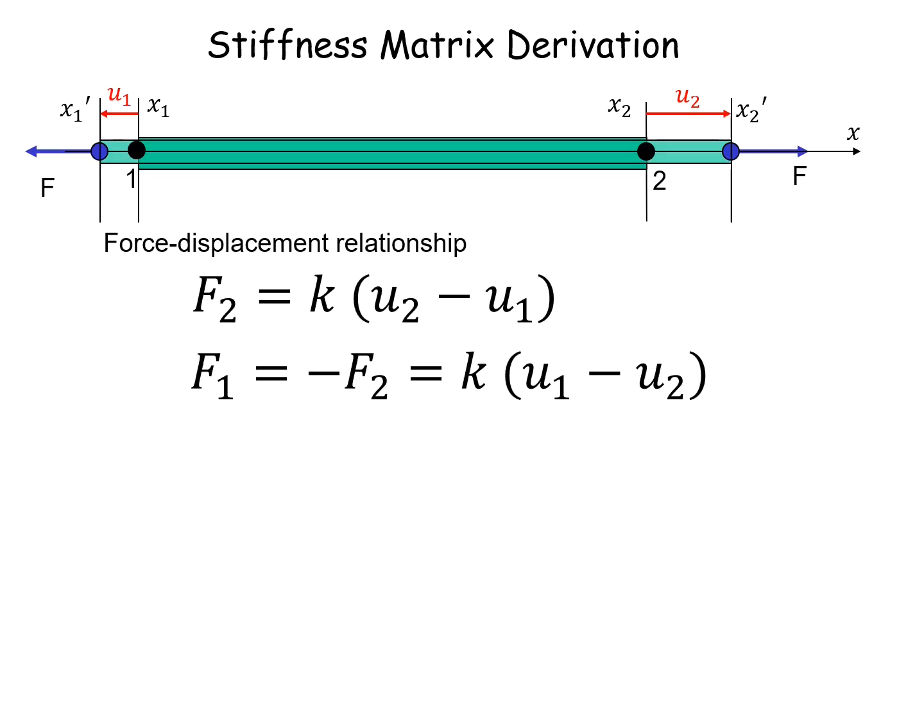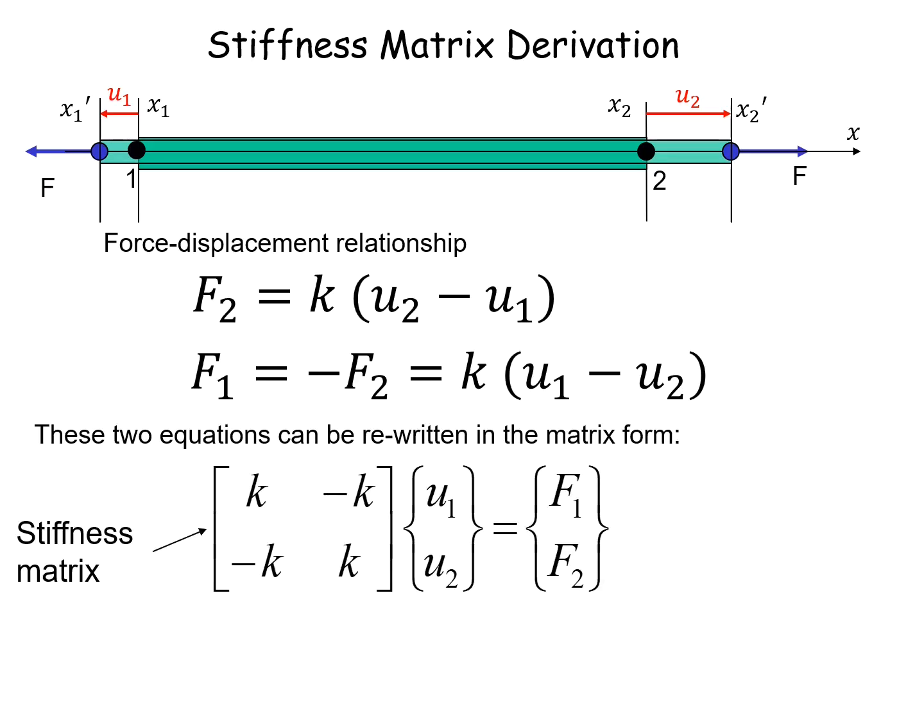The two scalar force and displacement equations can be expressed in a more compact and organized matrix form, which is essential for the finite element method. This is the element stiffness matrix. It contains the stiffness coefficients that relate the nodal forces to the nodal displacements. This equation can be rewritten in a more compact form.